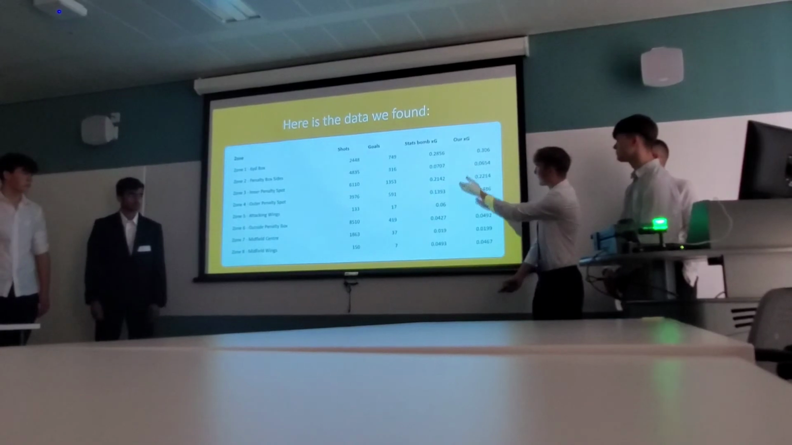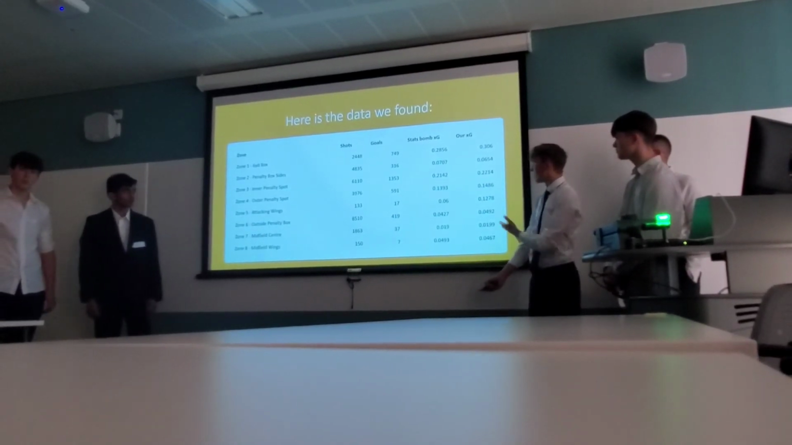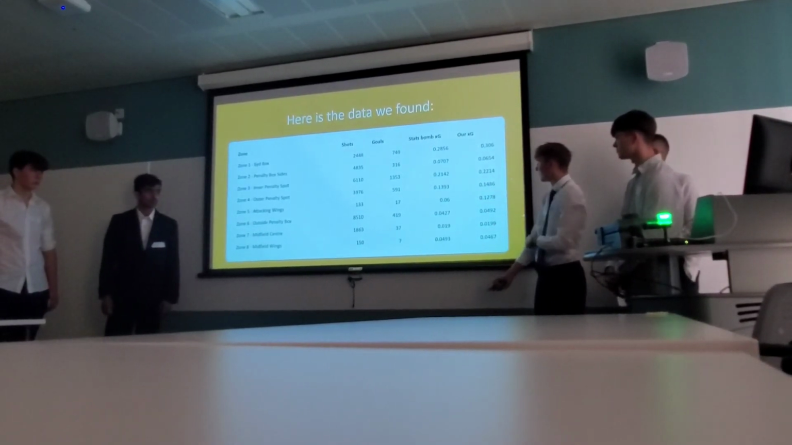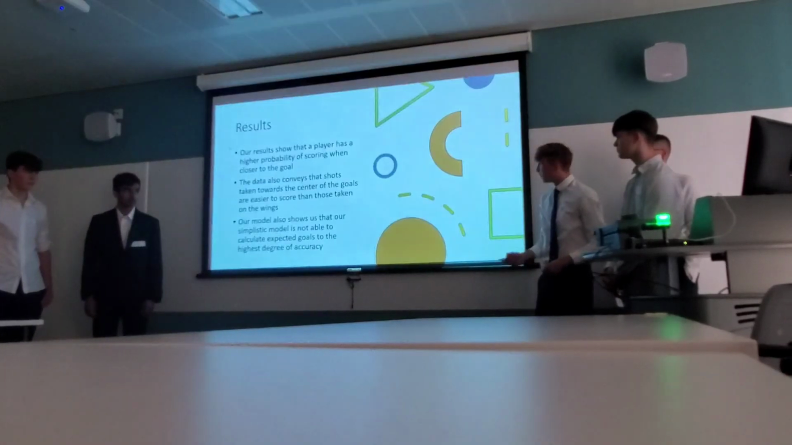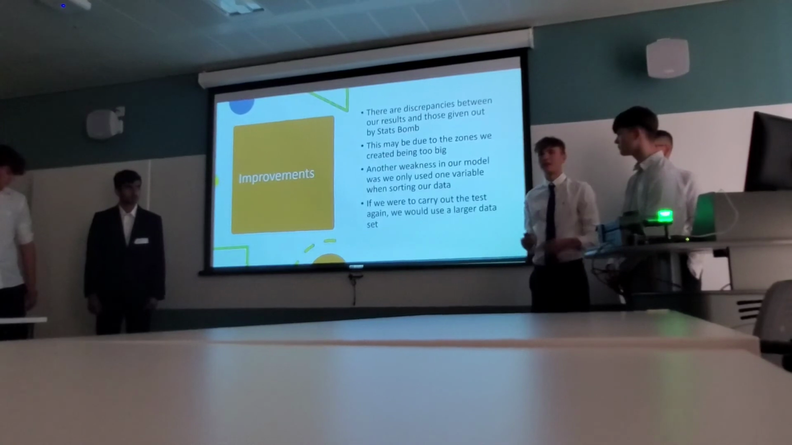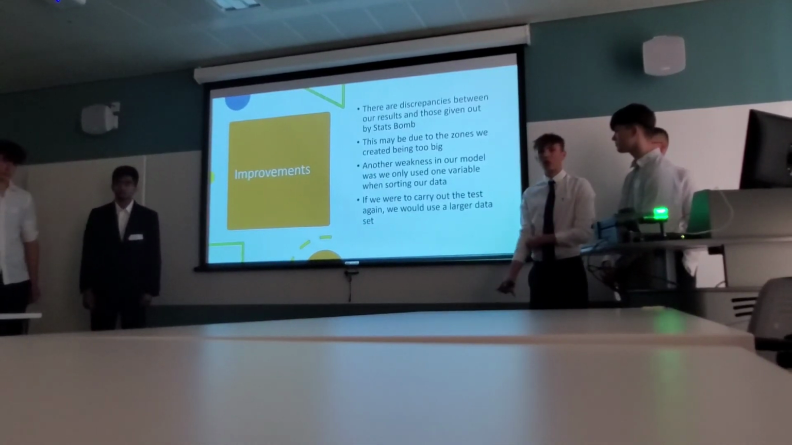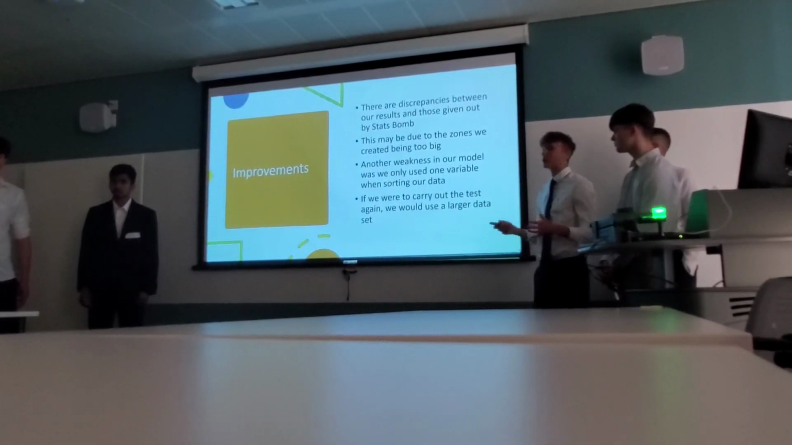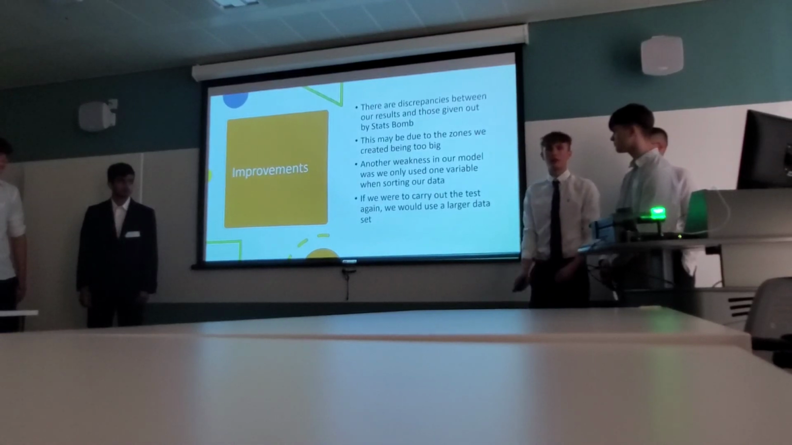But this can quite clearly be seen with StatsBomb XG coming out at only 0.06 compared to our one of 0.1278. So the main improvement we would like to make if we were to redo this project would be to find data sets with more games to decrease the effect anomalies would have on our results.